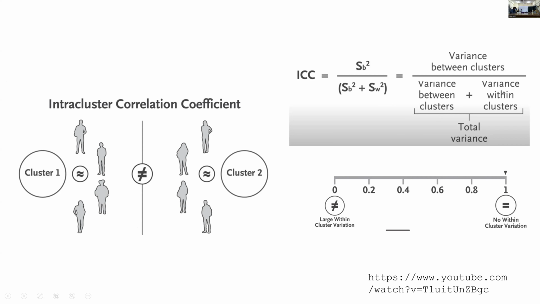So if the variance within cluster is 0, what will happen? The intra-cluster correlation coefficient will become 1. That means there is no variation within the cluster. That means your study will have less power. But on the other hand, if everybody in your cluster is different, then your intra-cluster correlation will be 0. This will reduce the cluster effect. So when you're designing a statistical study for cluster, you must make sure that the ICC is close to 0.